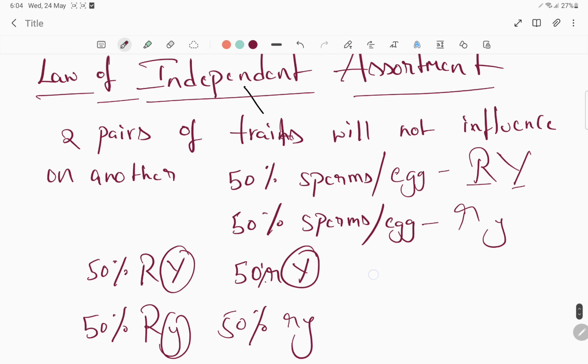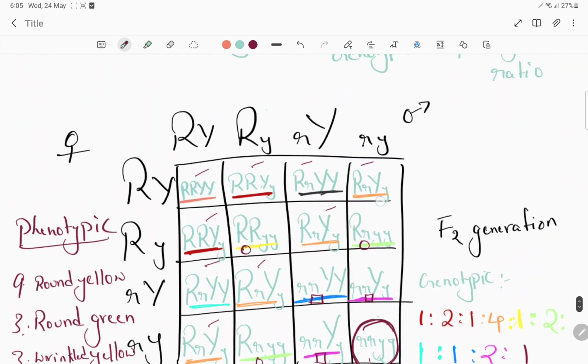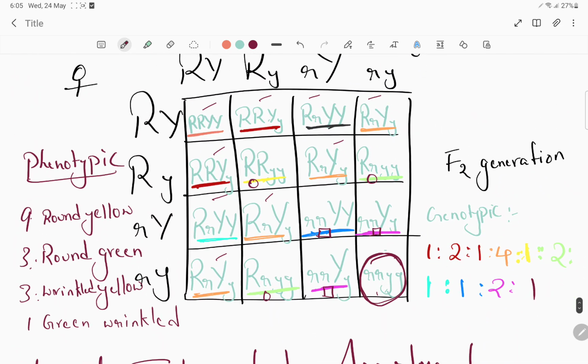So the law of independent assortment tells that the pairs of characters will not influence one another. The law of segregation is between alleles. The law of independent assortment is between the characters or traits. So this is the law of independent assortment. I hope you understood. Thank you.